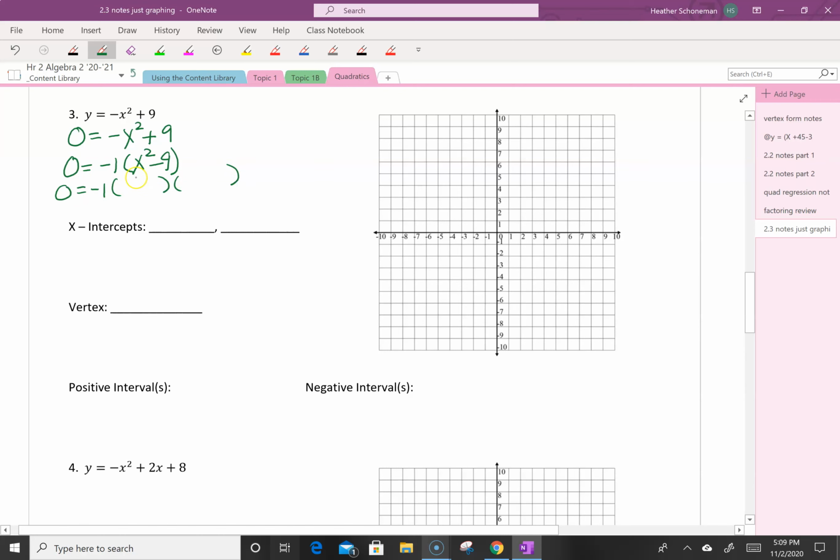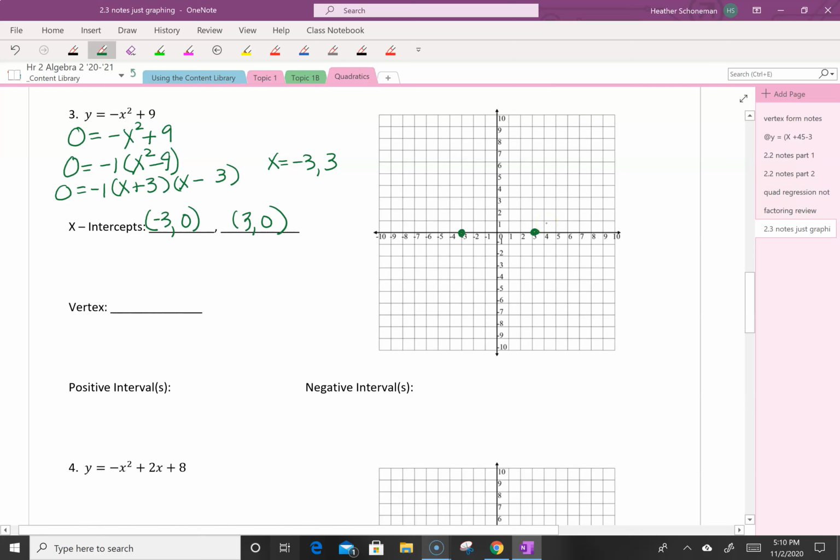This is the difference of squares, and I take the square root of each one. The square root of x squared is x. The square root of 9 is 3. One's a plus, one's a minus. So when I solve, x equals negative 3 and positive 3. So my x-intercepts are (-3, 0) and (3, 0). So then when I go to graph those, here are my 2 points.